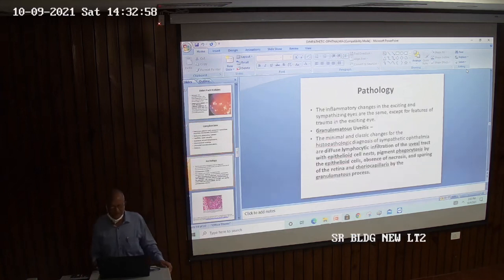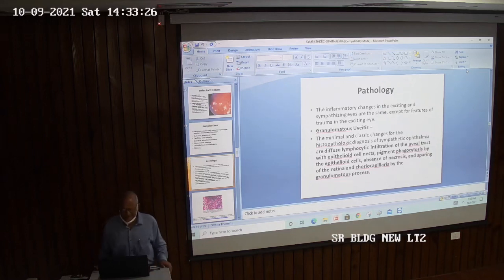Now the pathology part. The inflammatory changes in the inciting eye and the sympathizing eye are the same. The features in the inciting eye and the sympathetic eye are aqueous flare, cells, and everything, except for the features of the trauma. There will be a mark of trauma in the inciting eye. So one is the inciting eye where the trauma is, and the other is the sympathetic eye, where all structures are involved.